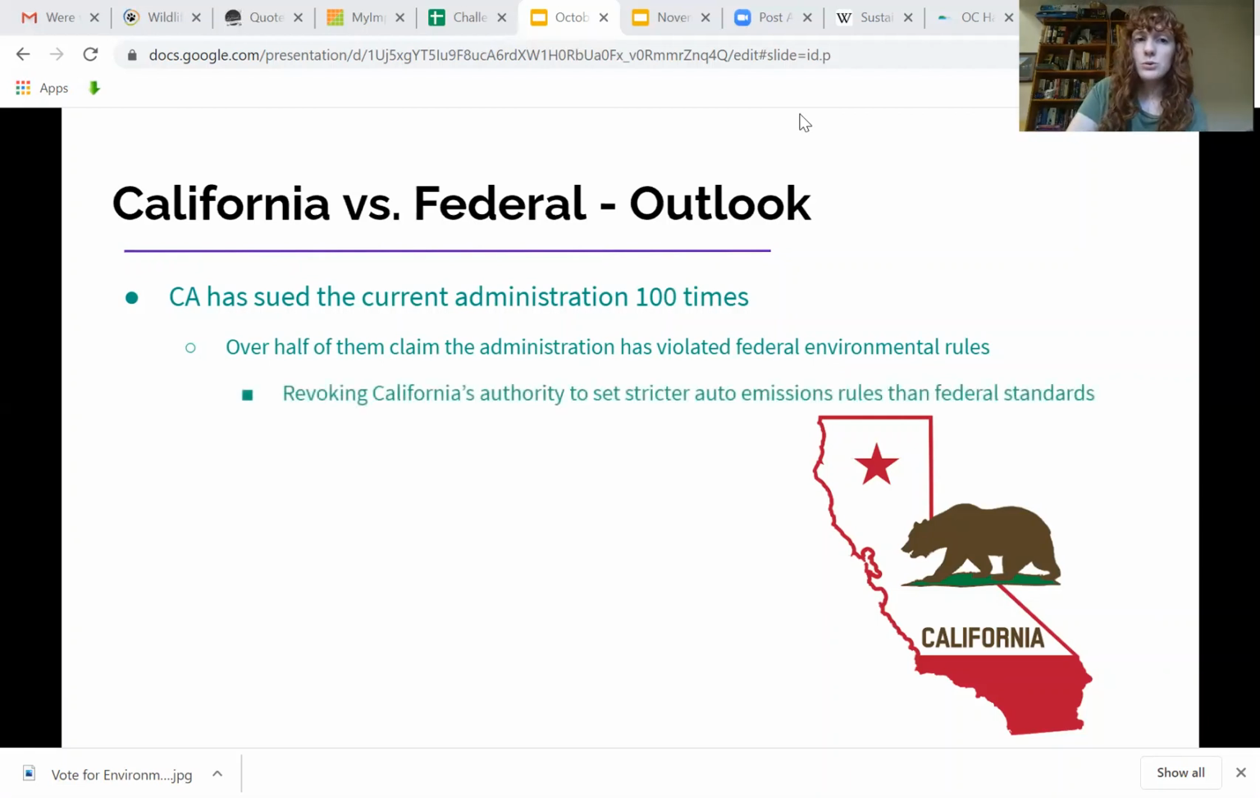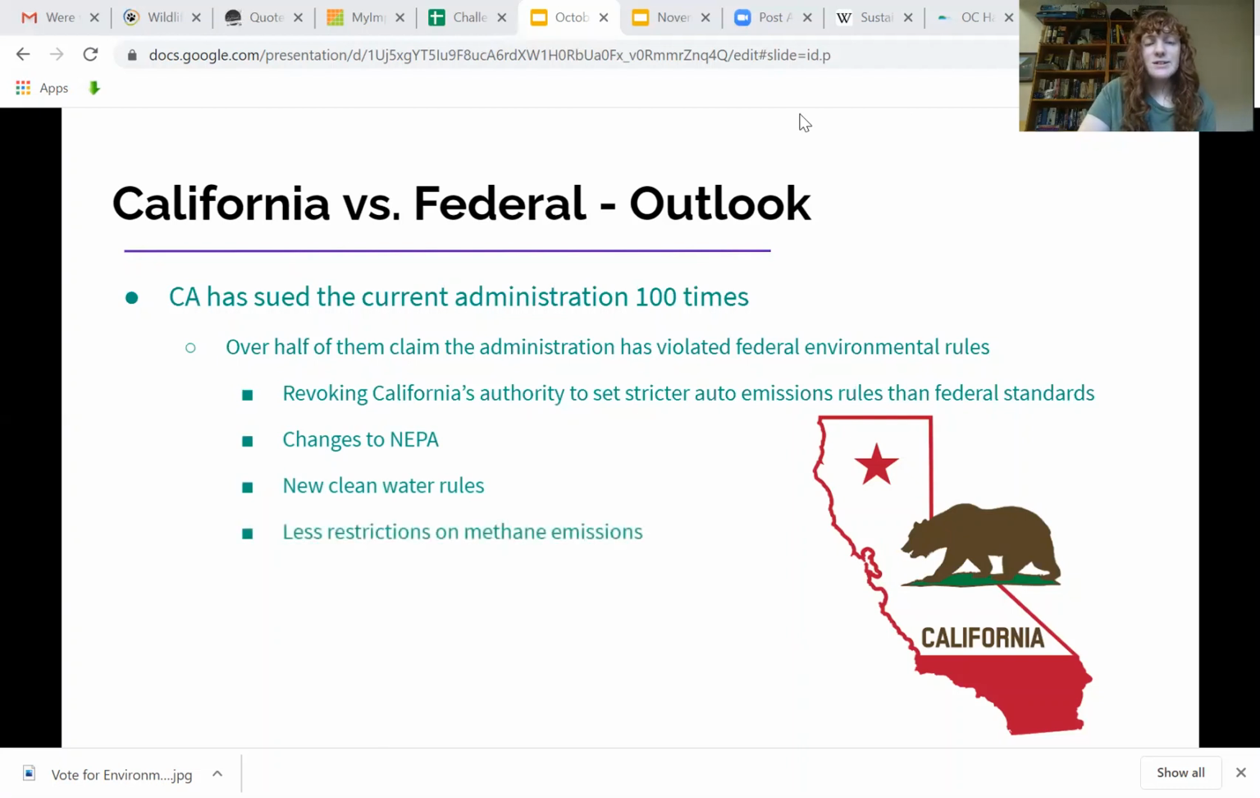Some of these suits include, and this one you've probably heard of, the federal government trying to revoke California's authority to set stricter auto emission standards than the federal government. They also sued over changes to the National Environmental Policy Act, which we previously discussed, as well as the new clean water rules, and about loosening restrictions on methane emissions, which is also a greenhouse gas. And finally, they're suing over less protections for migratory birds.